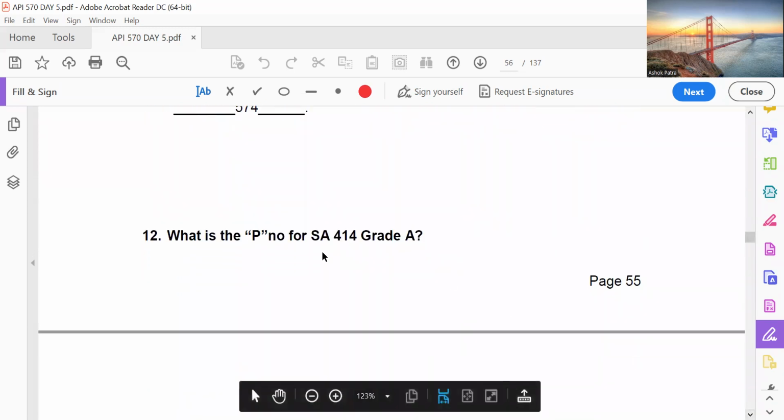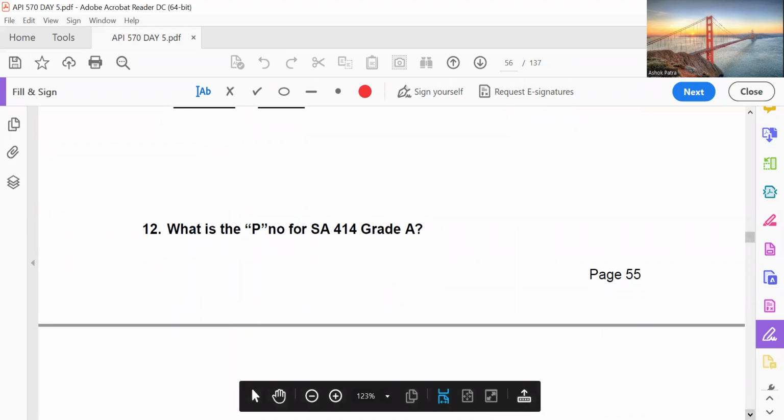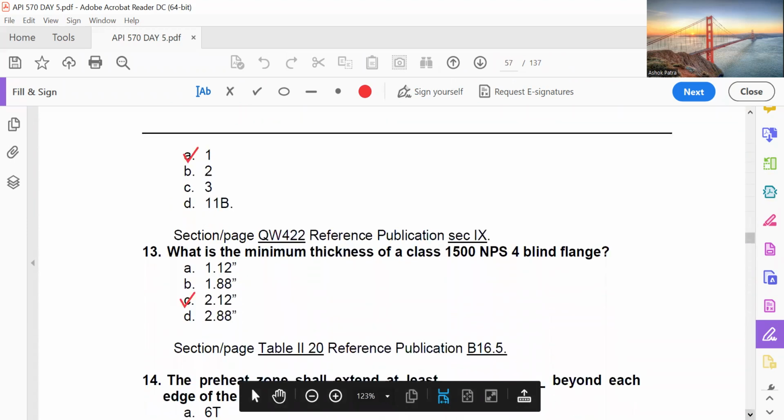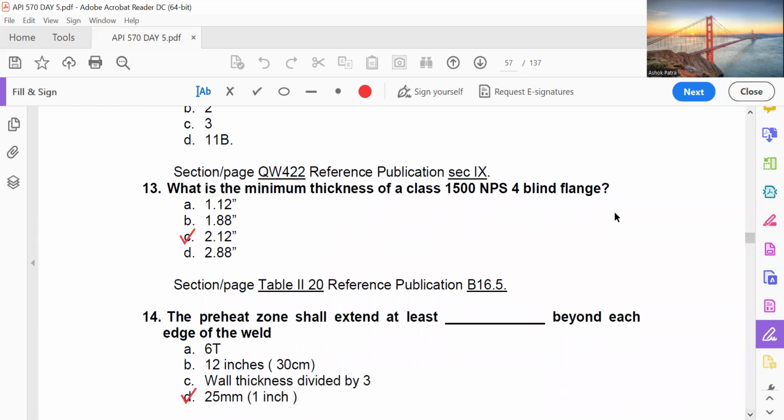So what is the P number of SA414 grade A? 1. What is the minimum thickness of class? So you can go for QW422 and find it in Section 9. You can find this. What is the minimum thickness of class 1500 NPS 4 blind flange? You go for Table 2C, not 20 now, it is changed, I think so. 16.5, you'll find these. 1500 NPS 4 blind flange.